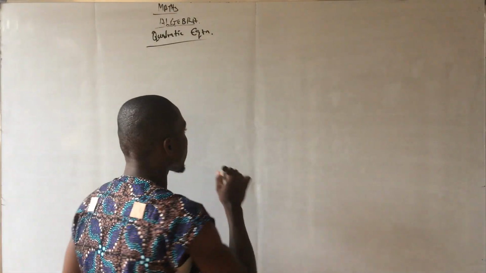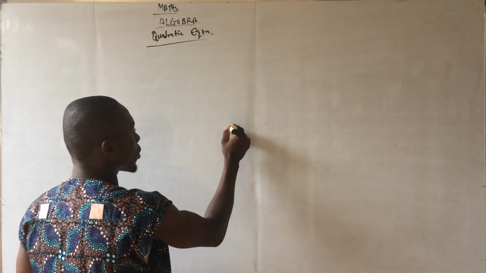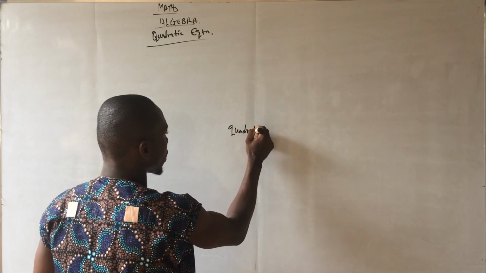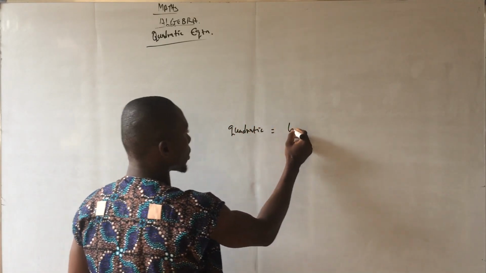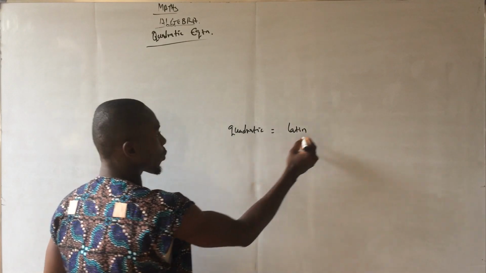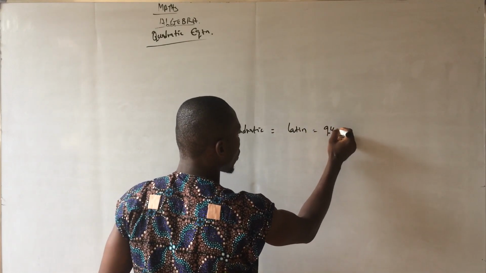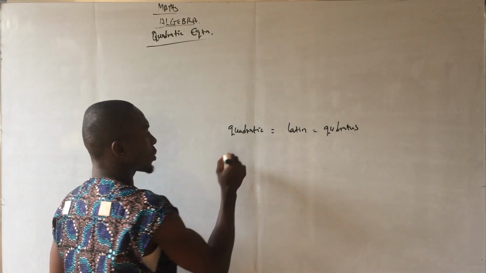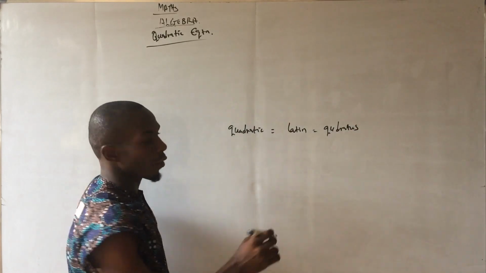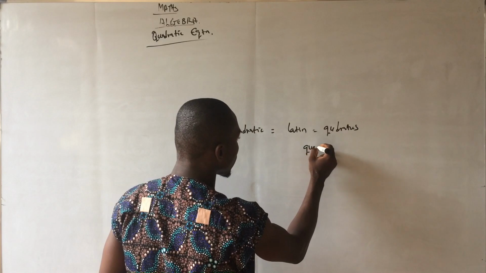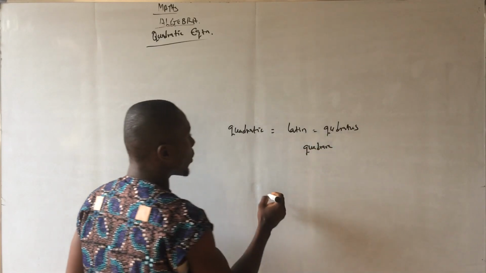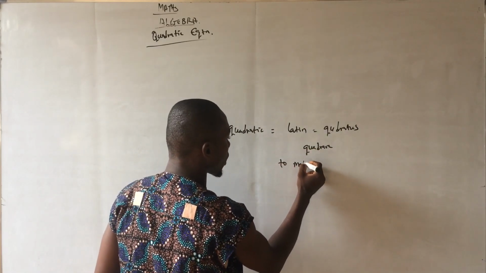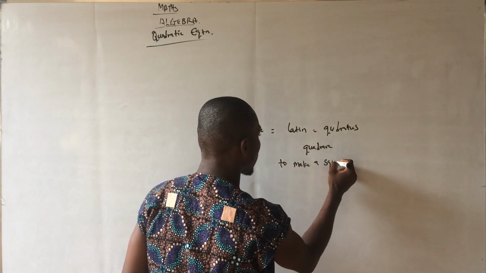In today's video again we're going to be looking at quadratic equation. And what is a quadratic equation? From my findings I see that the word quadratic came from Latin, from quadratus, and quadratus is a past tense of quadre, meaning to make a square.